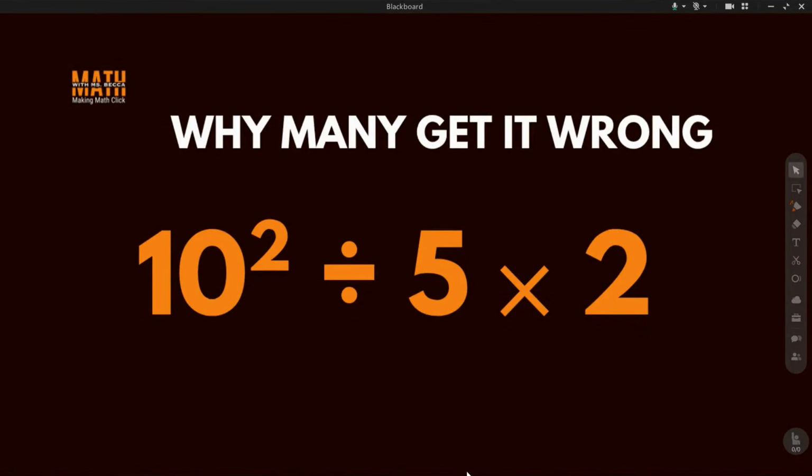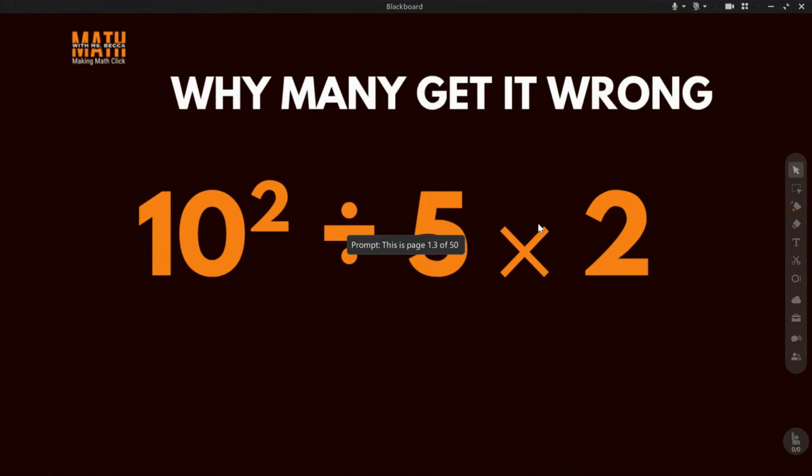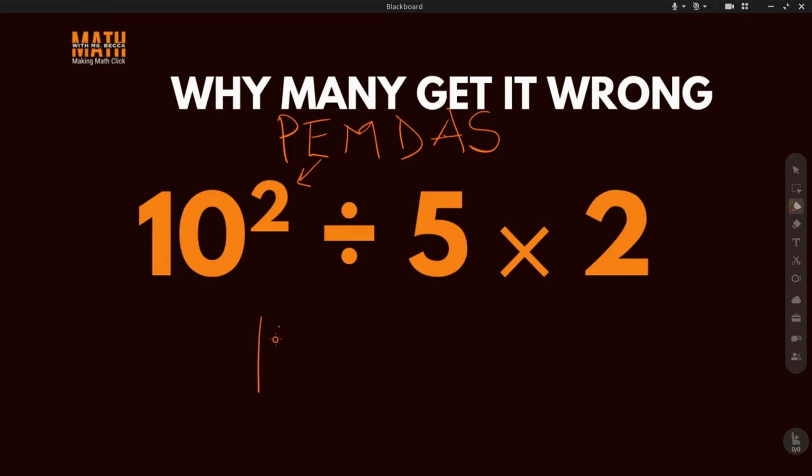Why do you think many people get this question wrong? Because they solve like this. They use PEMDAS, right? Which is parenthesis, exponent, multiplication, division, addition, and subtraction. So they solve this since there is no parenthesis here. They solve the exponent first, which is 10 power 2, 10 square, and this gives 100.